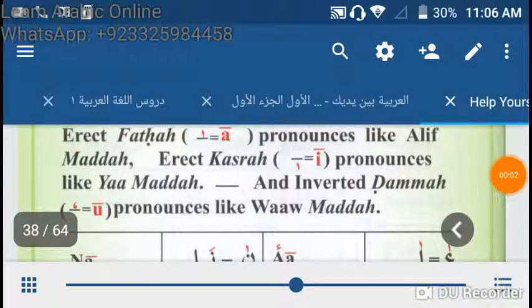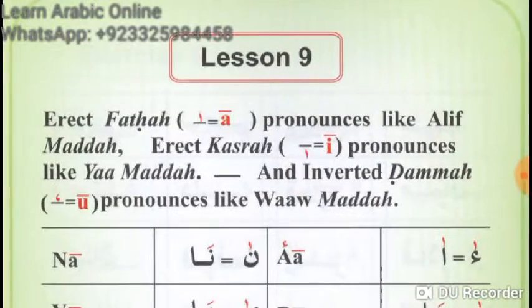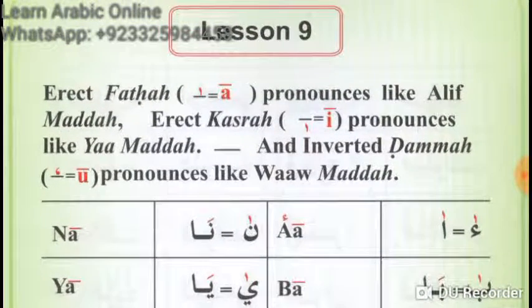Today we are going to start lesson number 9, page number 38 on the PDF. Today we will study erect fatha, erect kasra and inverted dhamma. You have already studied fatha, kasra and dhamma, the three short vowels. Today you will study erect fatha, which is like alif madha, erect kasra, which is like ya madha, and inverted dhamma, which is like waw madha.